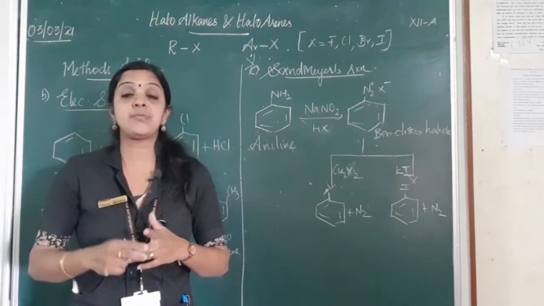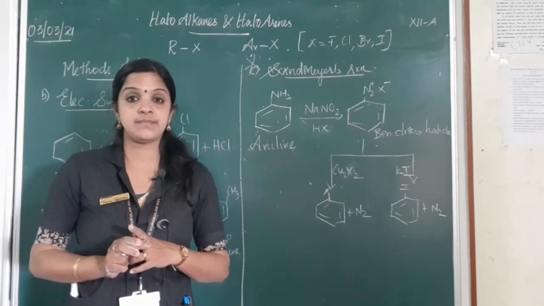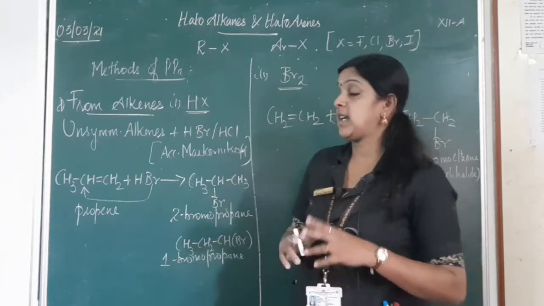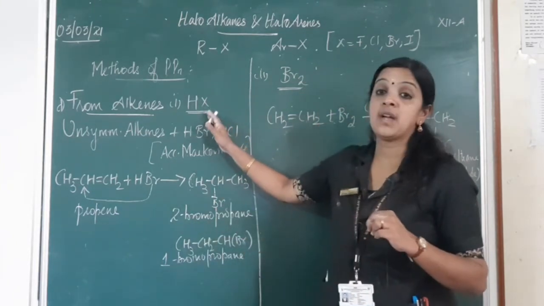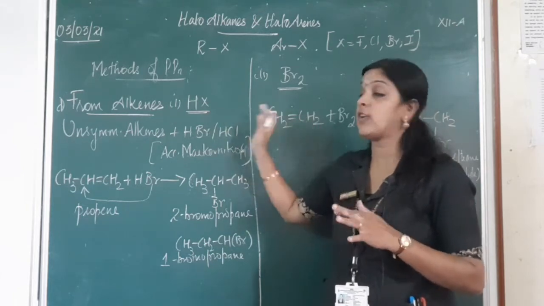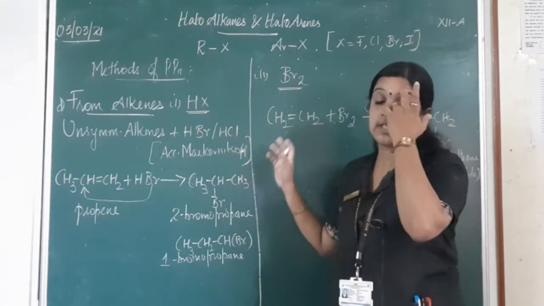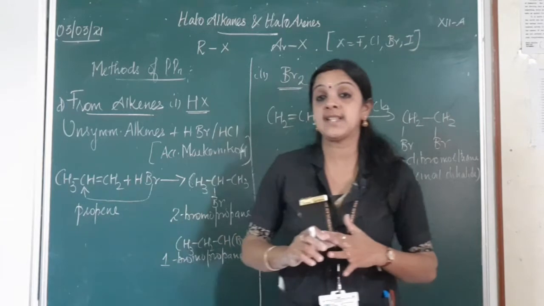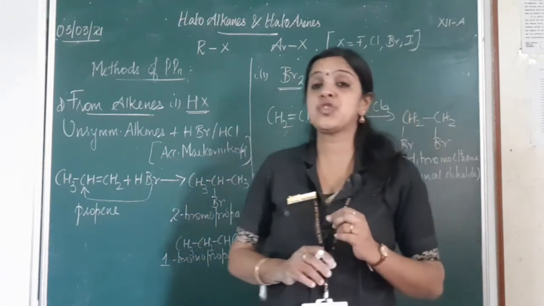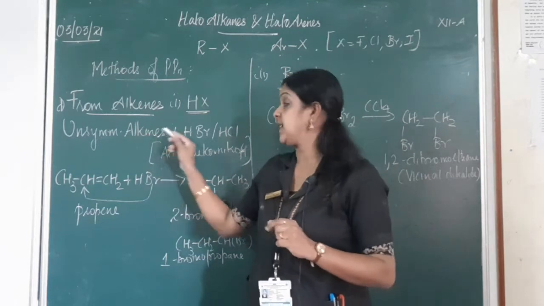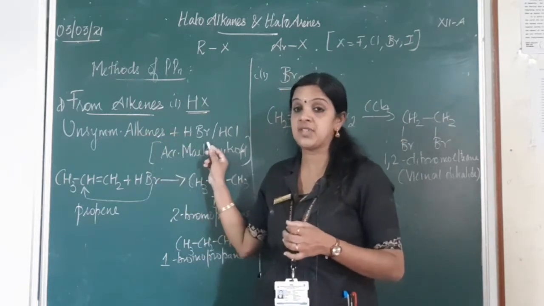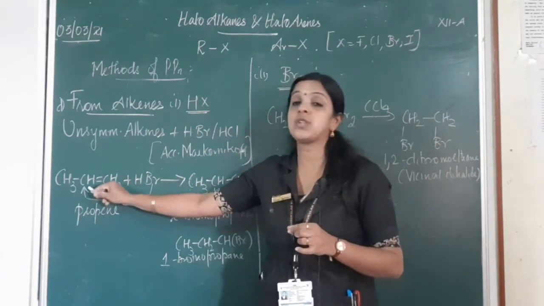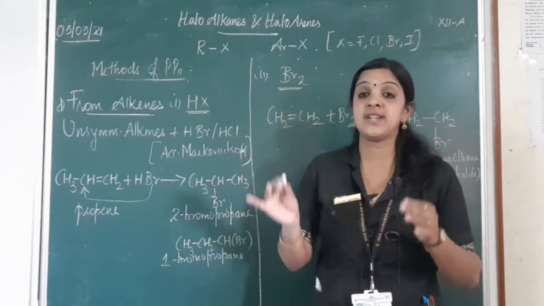Now we'll see the last preparation from alkenes. The last preparation of haloalkanes is from alkenes, where there are two preparations. One is from hydrogen halides, that is, it can be HCl or HBr. Next is from halogens, which can be Br2 or Cl2. Now, here we follow a rule which is called Markovnikov rule. I hope you remember, children, when an unsymmetrical alkene is treated with a hydrogen halide HX or HBr, the negative part of this reagent will get added to the carbon which is bearing fewer hydrogen atoms.